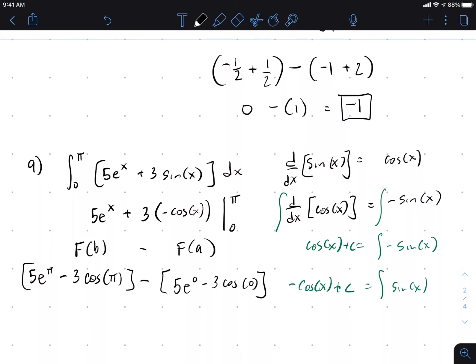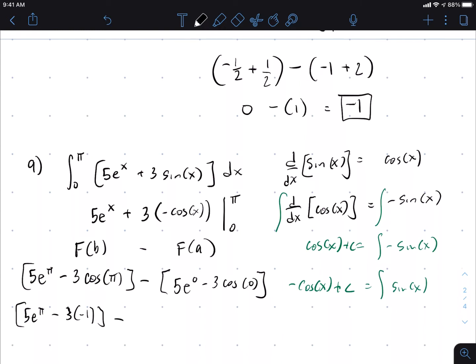Cosine of pi? Negative 1. It's -1, right? You can use your calculator since it's in radian. Make sure your calculator is in radian, right? And the reason you know it's in radian is because we're talking about pi.